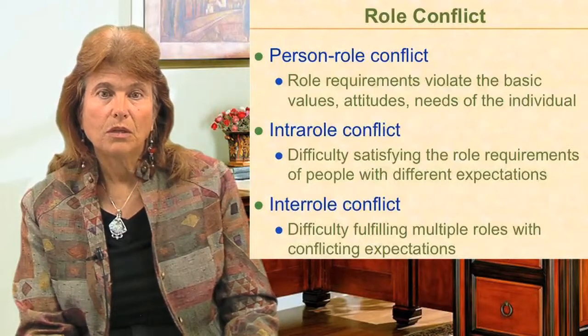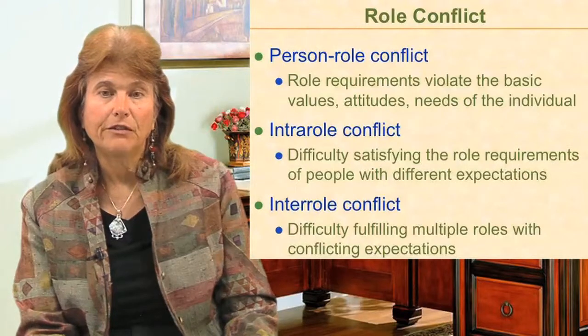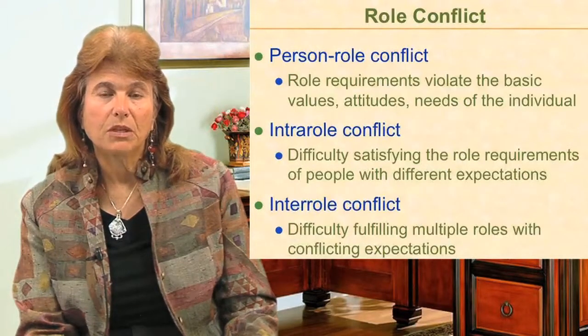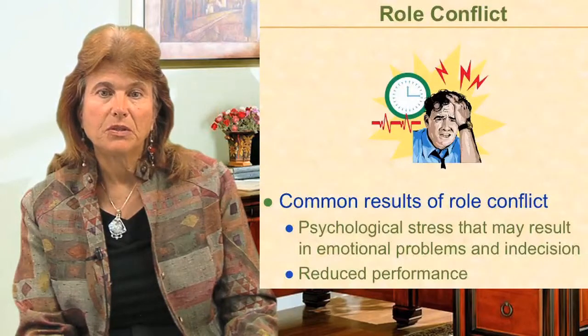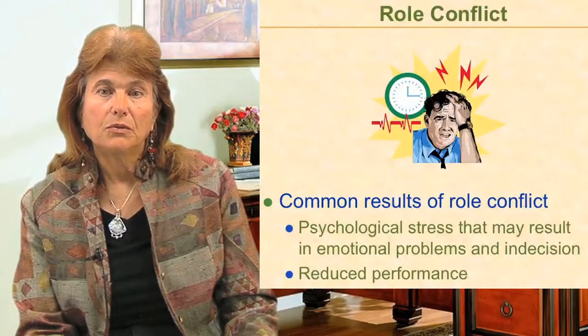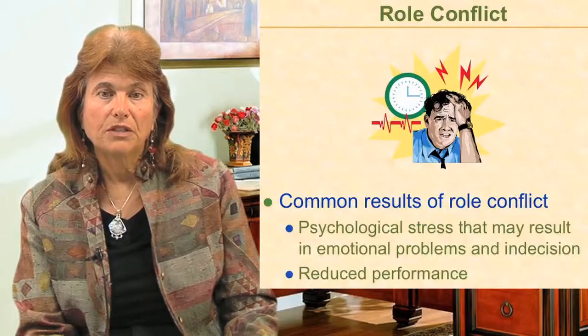There's inter-role conflict, where people have difficulty satisfying roles of people that have all different kinds of expectations. And then some people might have multiple roles that conflict with their different expectations. People that are in role conflict have a lot of stress. Their performance is reduced. They have a lot of psychological problems that could also lead to emotional problems and a lot of indecision, and something that needs to be watched carefully in organizational settings.